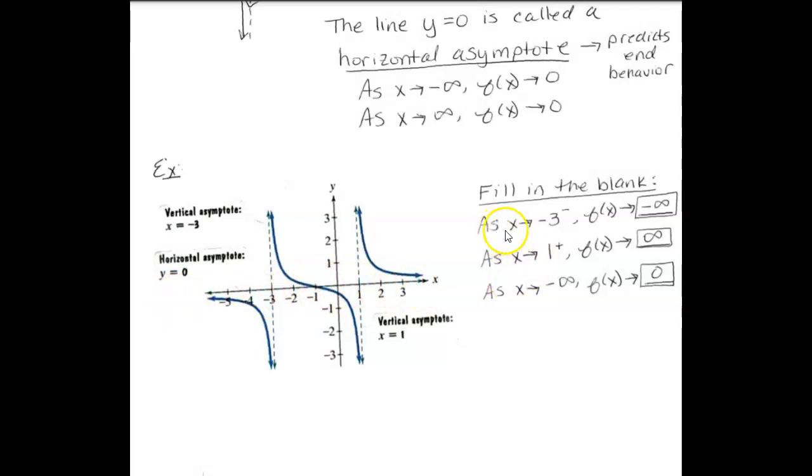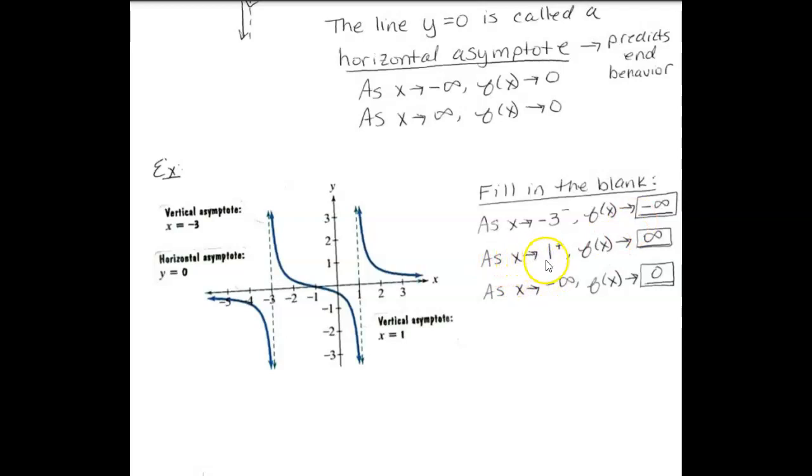So they give us as x approaches -3 from the left, f of x approaches, and then there was a blank. So I would go over to my graph. Here's -3. The little negative sign behind it means start on the left of it. So go to the left and find the graph, and then follow the graph as you're getting closer to -3. And what's happening to y? You're going down. So f of x approaches -infinity.